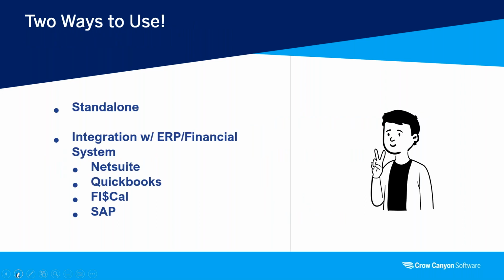Oh, okay. There's two ways to use this program, and that's kind of what I alluded to before. Two ways to use the purchase request program. One is just a standalone program. It's okay. You don't need to back end it to anything or integrate it with another solution. But if you do need that, we have that capability with these ERPs or financial systems.